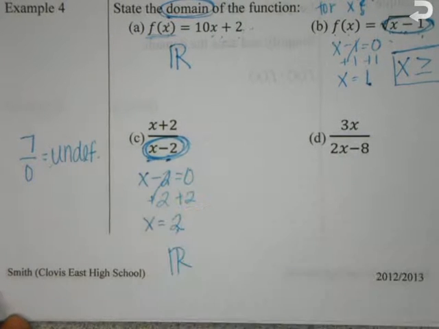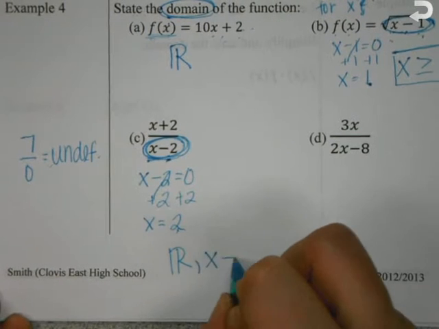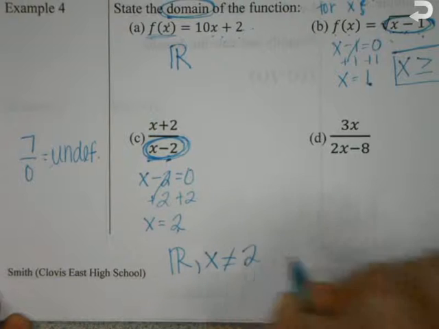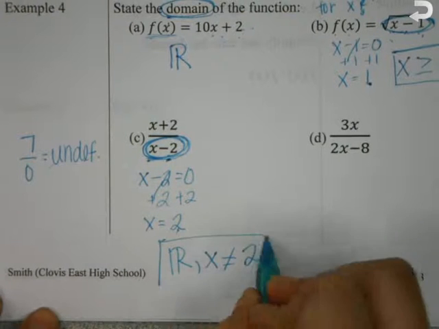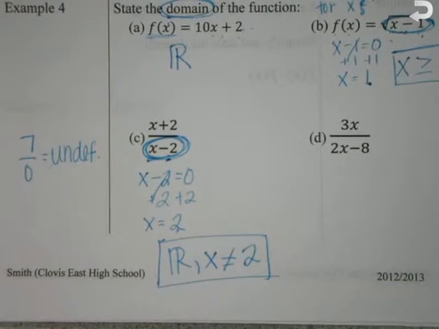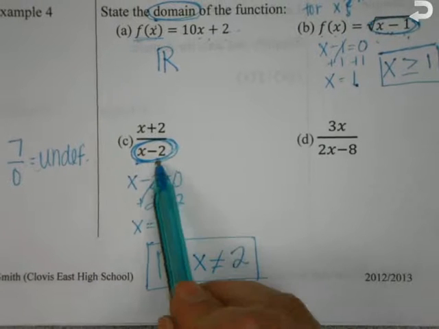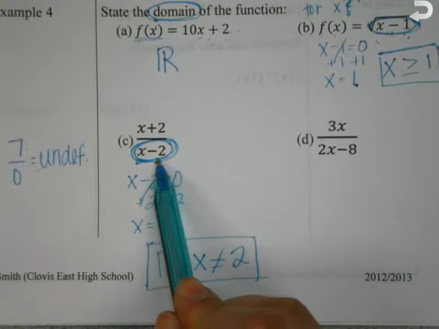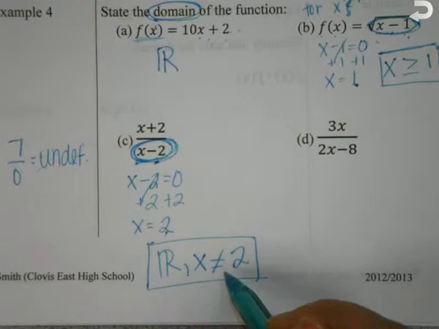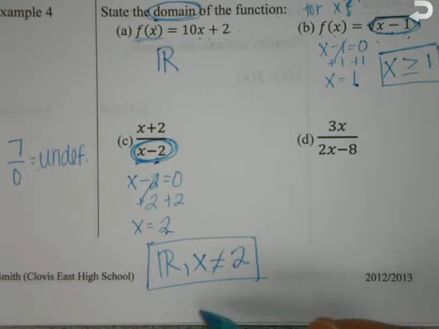So for fractions, we want to set the denominator equal to 0. Whatever we get as our answer, that's the only thing that we're not allowed to plug in. Everything else is fair game. You are allowed to have a negative inside the denominator. You're allowed to have a fraction inside the denominator. The only thing you're not allowed to have is a 0.